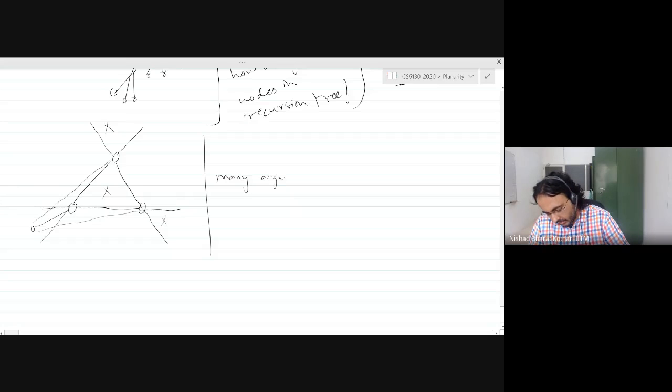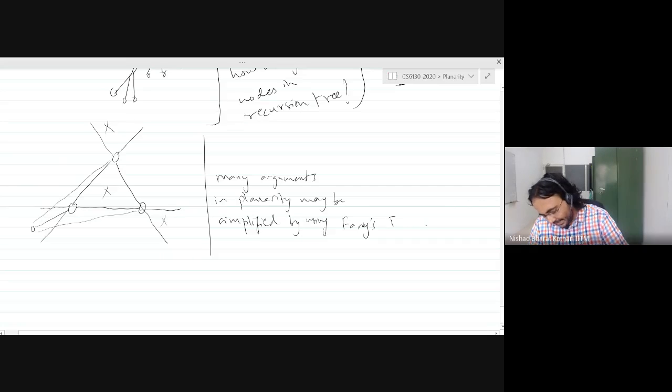many arguments in planarity may be simplified by using Fary's theorem. But since we are not proving Fary's theorem as well, we tried to avoid it in the lectures. And I would suggest doing the same on the assignment. So it's good to get these alternative arguments, but I would not suggest relying too much on Fary's theorem for the assignments.